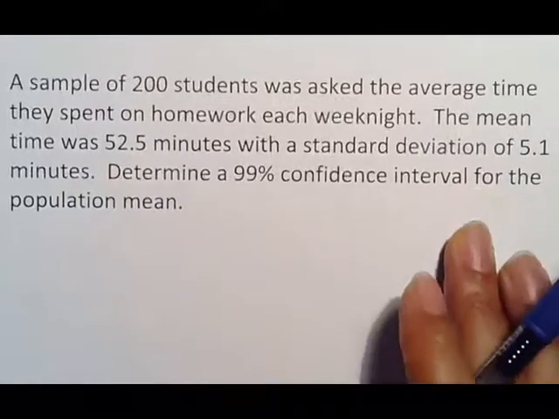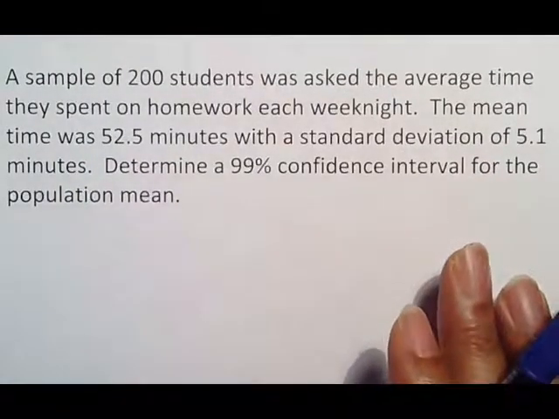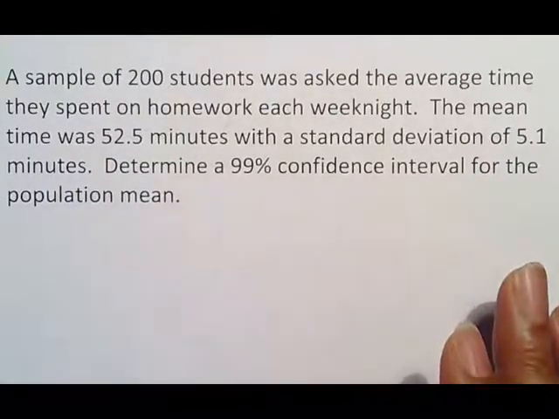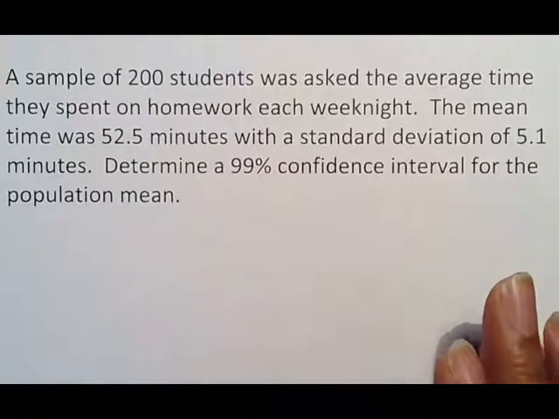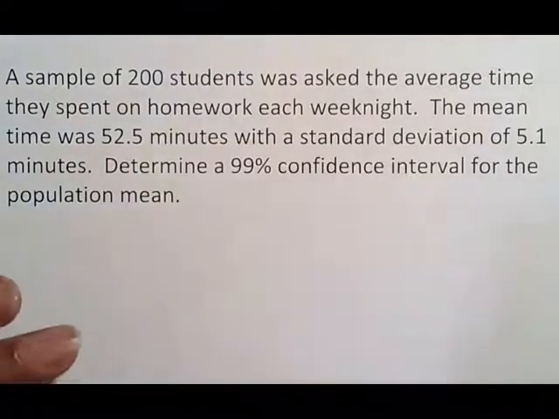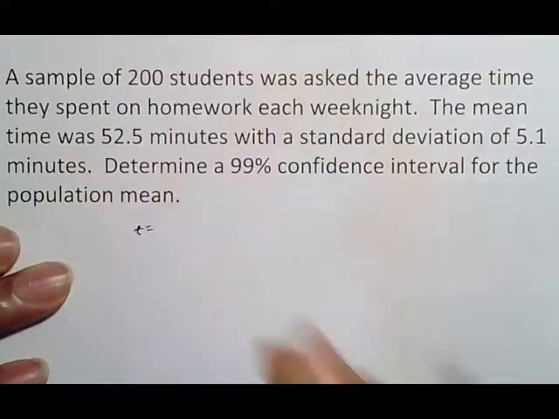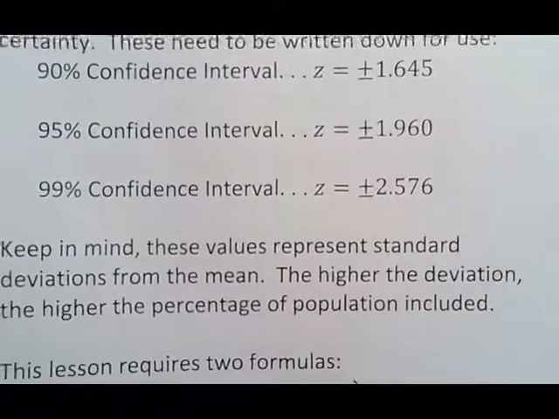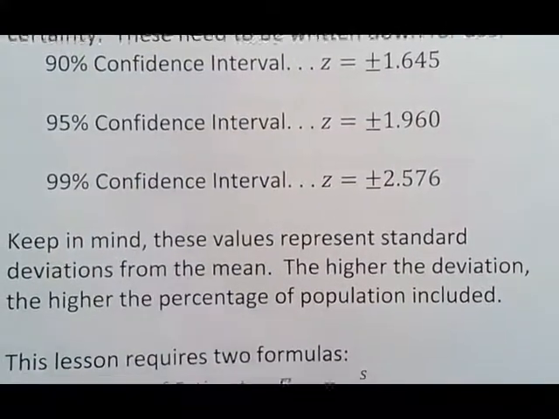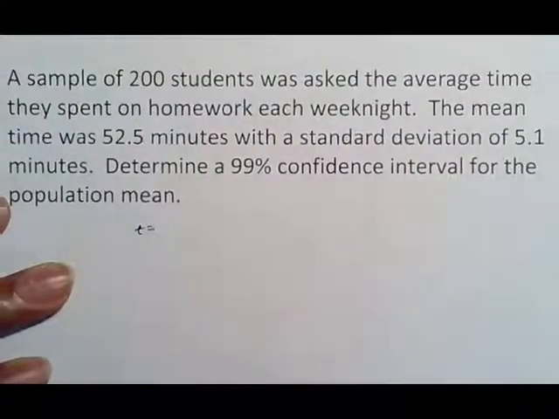A sample of 200 students was asked the average time they spent on homework each weeknight. The mean time was 52.5 minutes with a standard deviation of 5.1 minutes. Determine a 99% confidence interval for the population mean. Again, the first and most important thing you have to do is identify Z. If you want a 99% confidence interval, 2.576 would be our number.